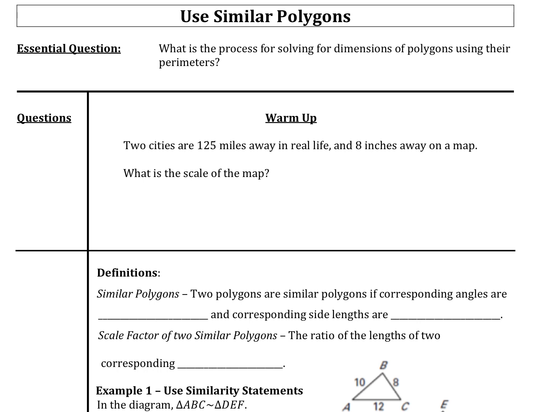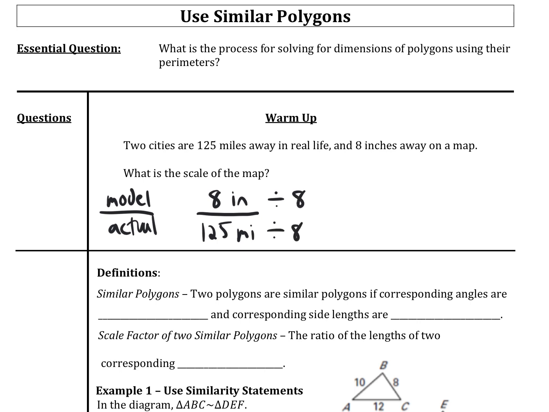Okay, sounds good. So if you remember, the type of equation ratio we set up is model over actual. So what's the model distance in this problem? Well, it's going to be 8 inches. And what's the actual distance? 125 miles. Okay, so now we want to reduce this. We basically divide by the smaller number. Which number is smaller, 8 or 125? We're going to divide by 8 on top and bottom. So we get 8 divided by 8 is going to be 1 inch is going to be the same as about 15.6 miles. And that's our scale.